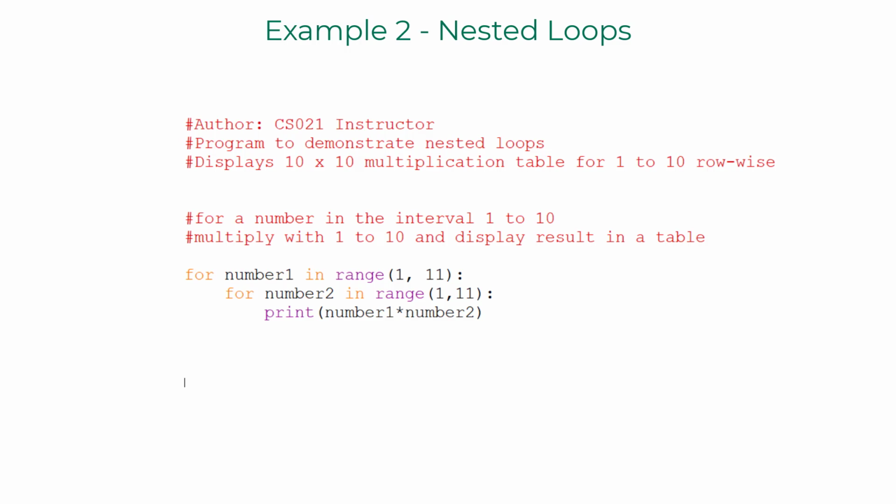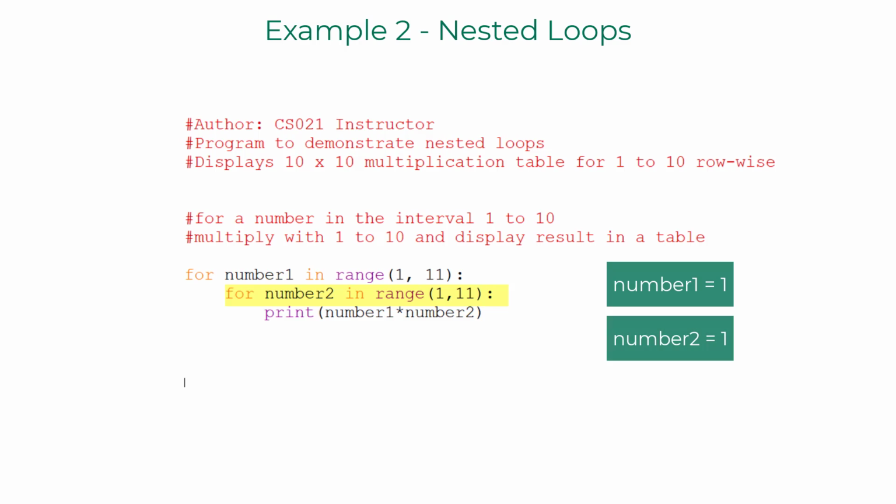I've written for number1 in range 1 to 11. So when the Python interpreter reaches this code and executes it, the value inside the number1 variable will be 1. As we go to the next line, we have for number2 in range 1 to 11. So number2 will be 1 as well. So I'll be printing 1 multiplied by 1, which is 1. In the next iteration of the inner for loop, number2 will be 2.